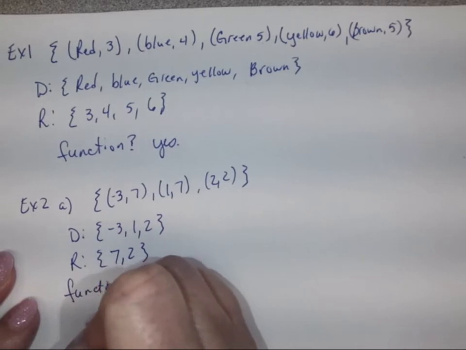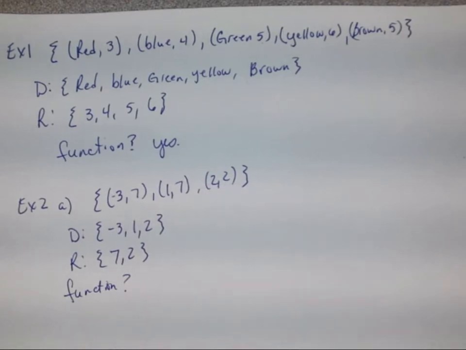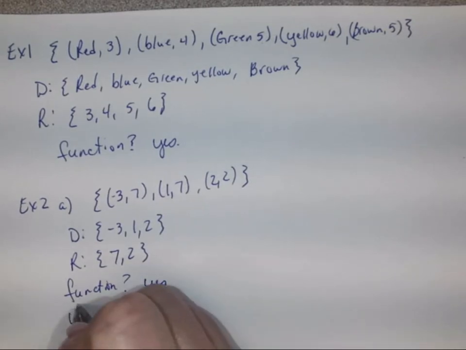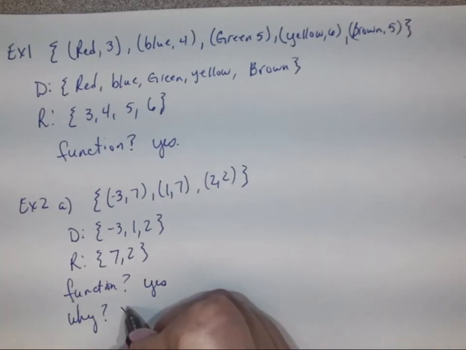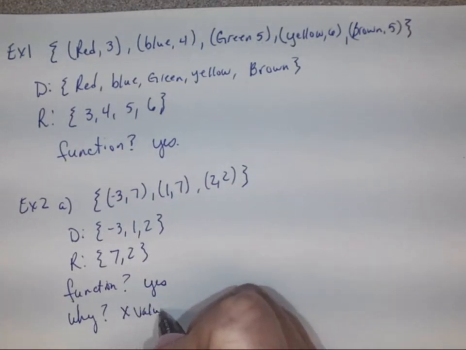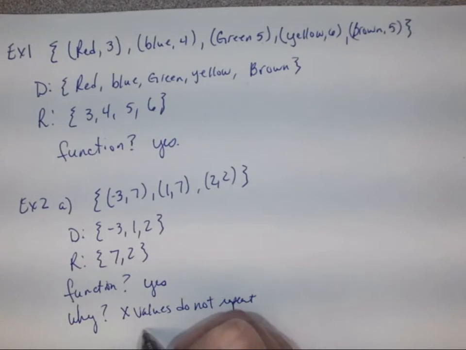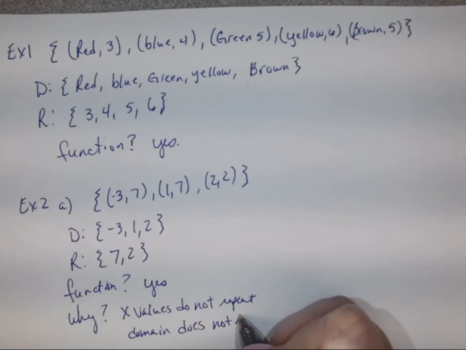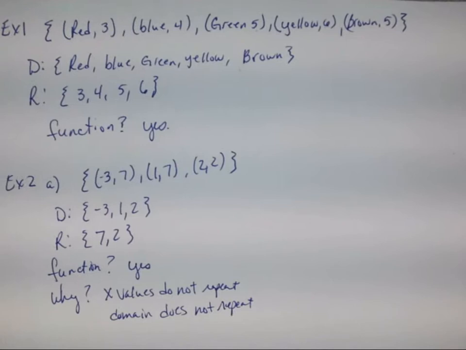So is this a function? Well, for each x value, there was only one y value. So again, it is yes. And why? There's a couple of ways you can write this. You can say the x values do not repeat, or you could say the domain does not repeat. Either one of those would be a good answer of why it is a function.